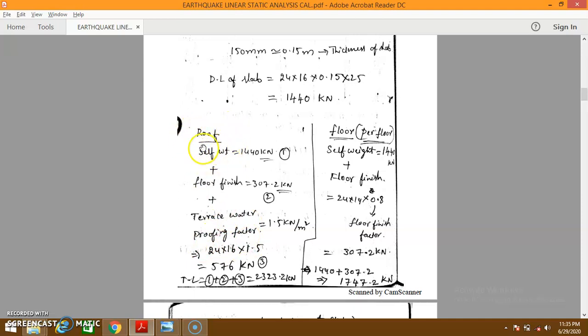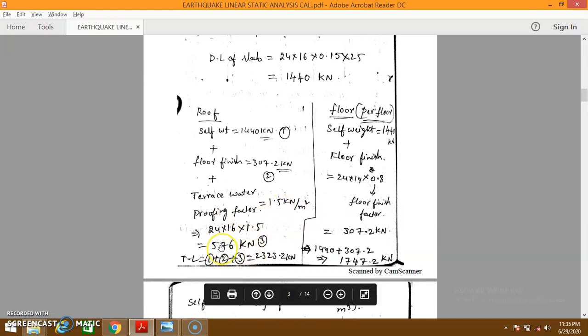because of leakage of water from tanks, heavy rains in the rainy season, continued rainfall, snowfall, or some damage on roofs. That's why the waterproofing material is also added, equal to 1.5 kN per meter square. The total area 24 by 16 into 1.5 is 576 kilonewtons. Add these three values, 576, 307.2 and 1440, and you get 2323.2 kilonewtons. This is the roof self weight value.